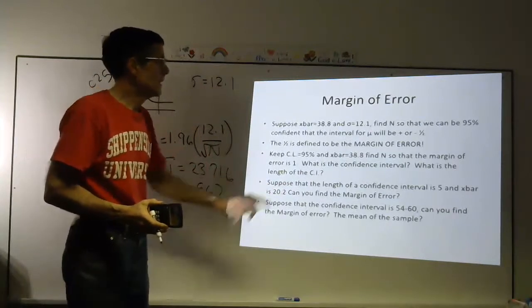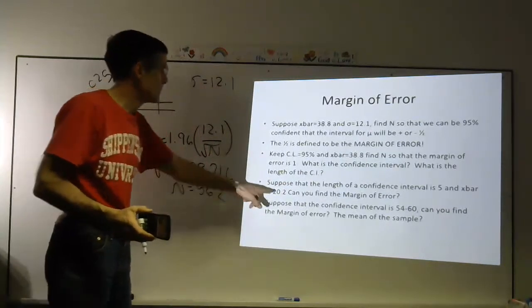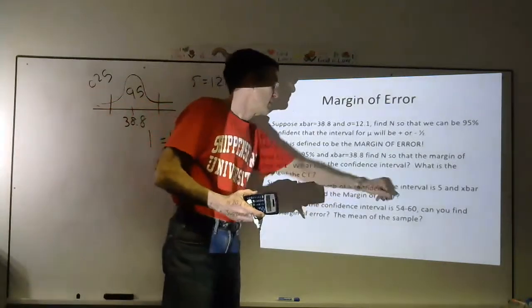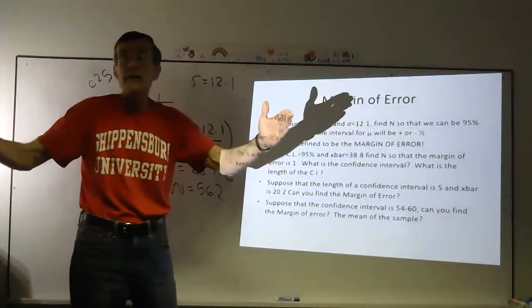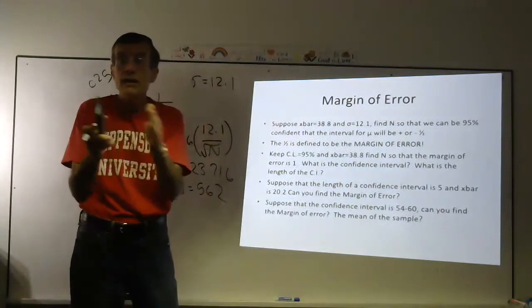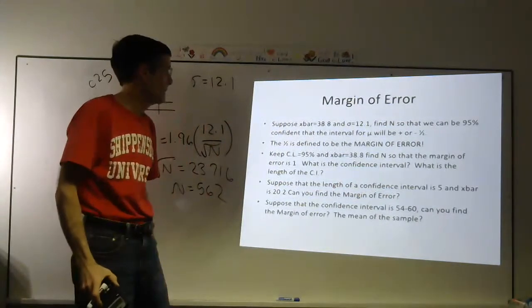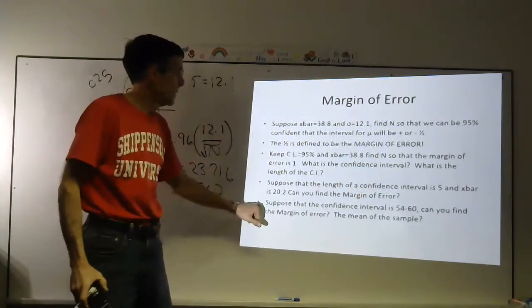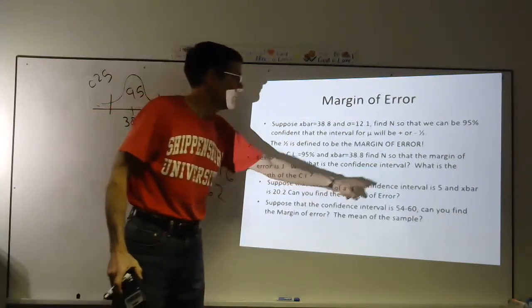Suppose the length of a confidence interval is 5, x bar is 20.2. Can you find the margin of error? Heck yeah. If the total length is 5, aren't you adding 2.5 and subtracting 2.5? Can you find a margin of error? Sure, it's 2.5.